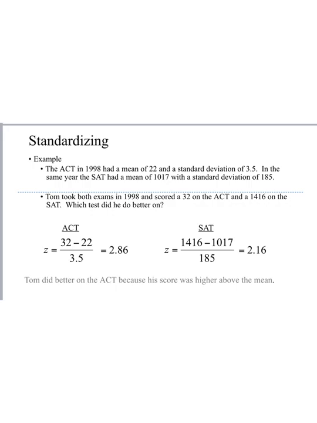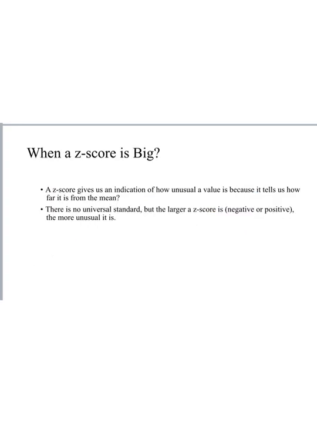When we calculate the z-scores, notice our ACT z-score is 2.86 and our SAT z-score is 2.16. So now I have to compare them. Well, which one is further above the mean? If I want to know which one Tom did better on, I want the value that's further positive away from the mean. And so it looks like ACT is better because his z-score is further from the mean in a positive direction. Remember, a z-score gives us an indication of how unusual a value is because it tells us how far it is from the mean.